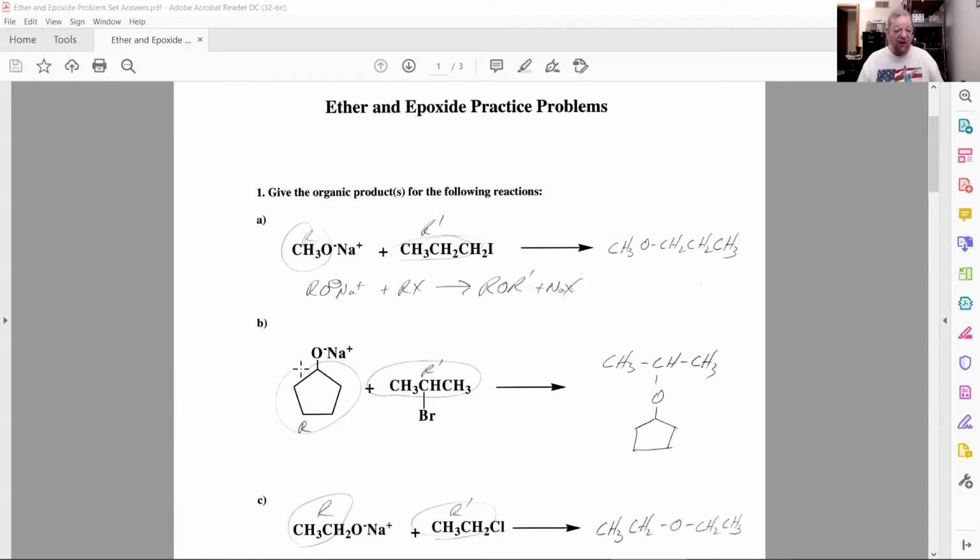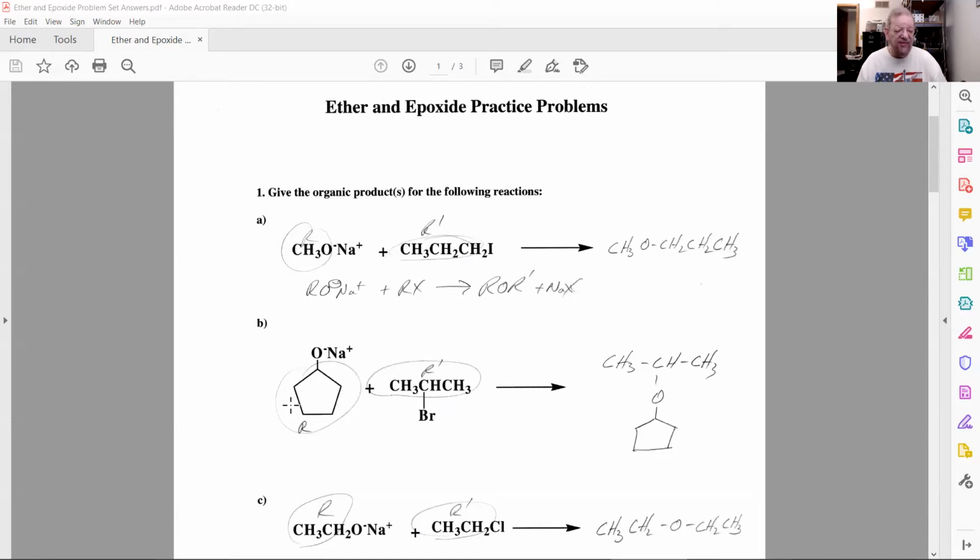And if we look at B, oh, there's an oxygen with a negative charge on a carbon and a sodium cation. That's an alkoxide. Oh, halogen. That's an alkyl halide. That should have been R prime. My mistake. And you get an ether plus a salt. We don't have to put down the salt because I'm asking for the organic product.